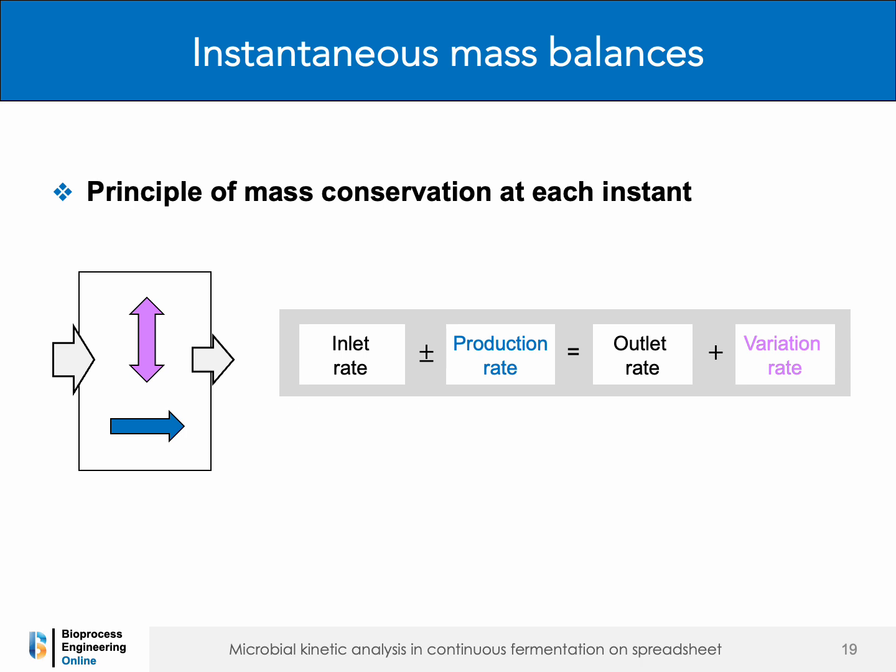For a fermentation component, the instantaneous mass balance on the fermenter that expresses the fundamental principle of mass conservation at each instant is written as inlet rate plus or minus production rate equals outlet rate plus internal variation rate. The second production rate term is positive for the produced biomass and metabolite, negative for the consumed sugar.